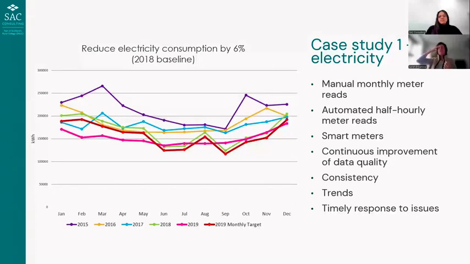Just to note here, we gradually started improving the data with automated half-hourly meter reads. So they provided us with a little bit more information on the trends, although we weren't quite able to fully use them because, as I explained, some of this electricity was actually sold to some of the tenants. So I still had to subtract them. They just provided me with the trends of the absolute incoming electricity.